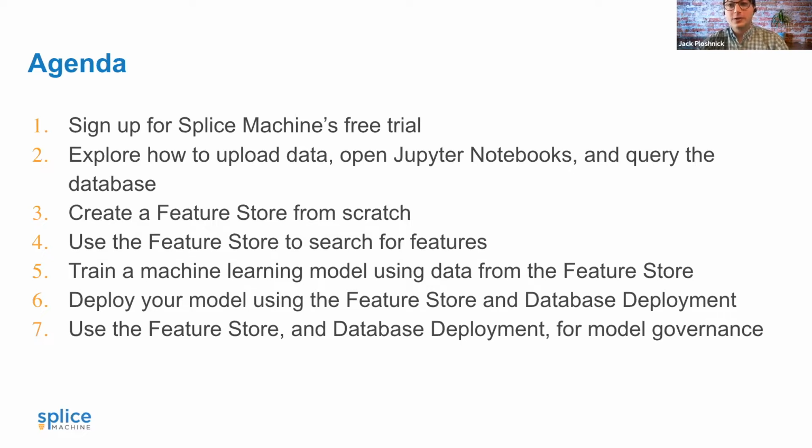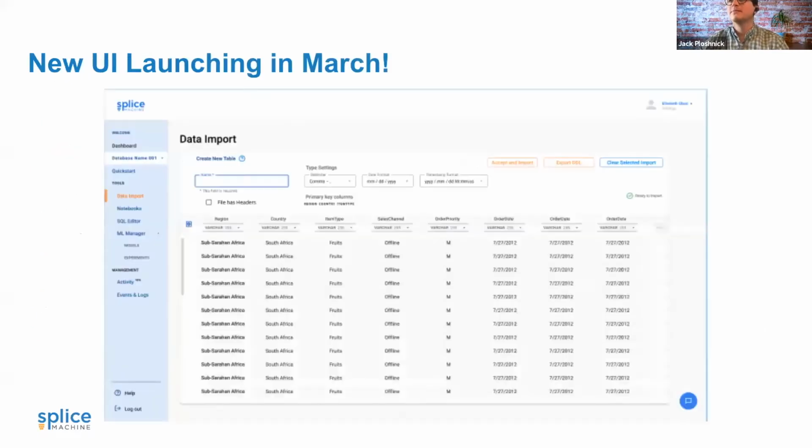Next, we're going to create a feature store from scratch, show you start to finish how the feature store process works. You can do it yourself. Then we're going to train a machine learning model using some features from that feature store and deploy your model using the feature store, and then something we have called database deployment, which I'll explain in a minute. Finally, we're going to tie that whole story together, use the feature store and database deployment for model governance.